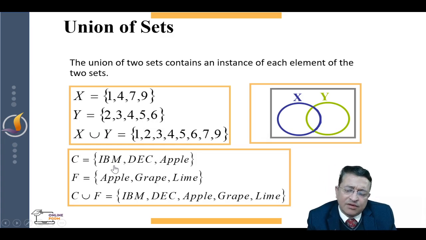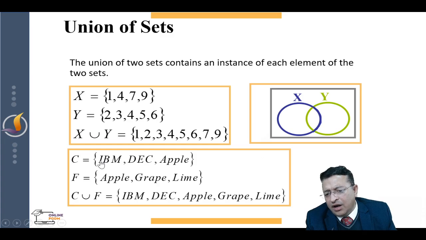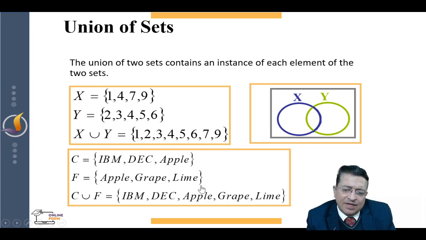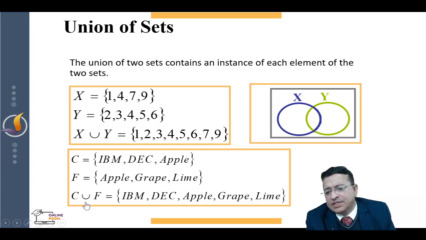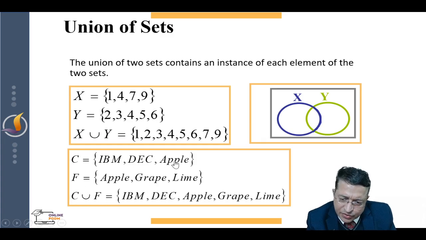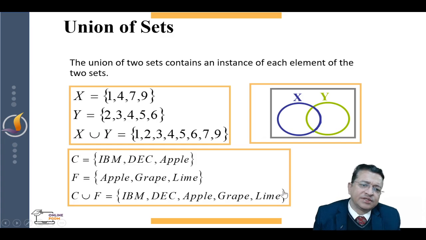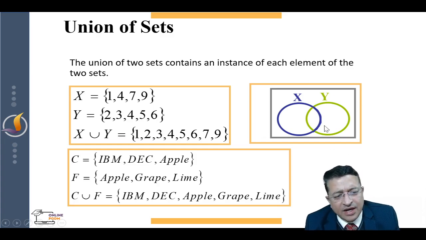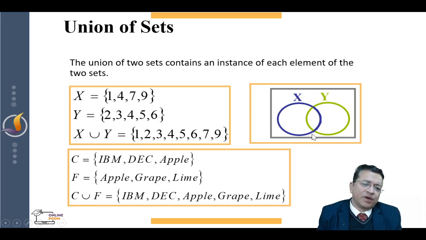It could also be alphanumeric or text, like in set C we have IBM, DEC, Apple, and in set F we have apple, grape, lime. The union of C and F would be without repetition. In both cases we have apple, but in the union we will mention it once. And in terms of a Venn diagram, whatever is the overlapping area, we will be counting that once.